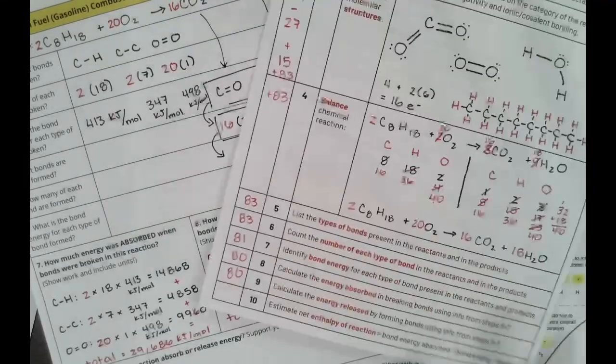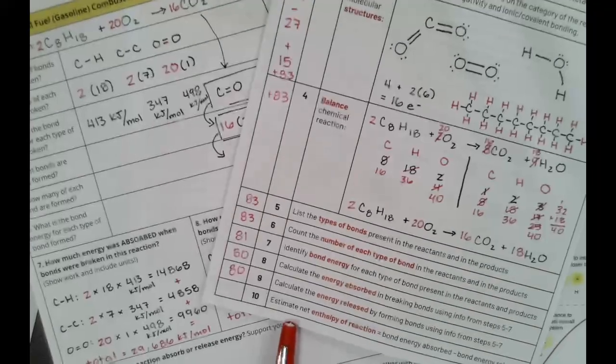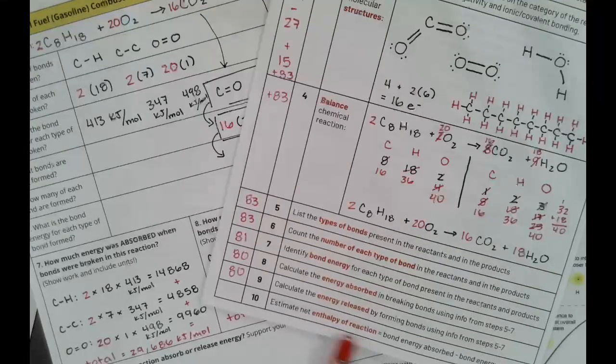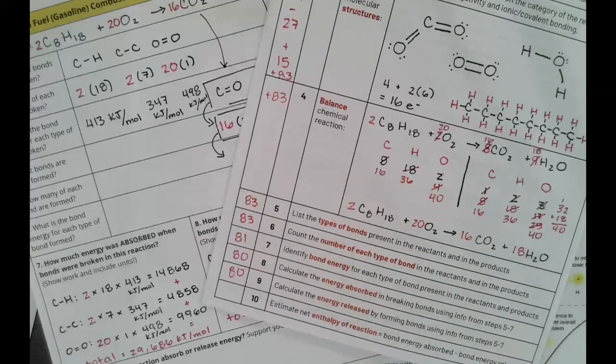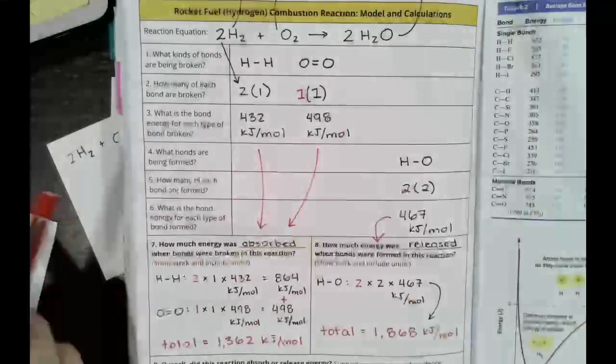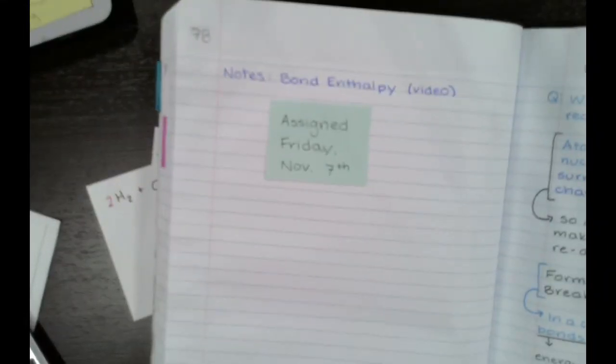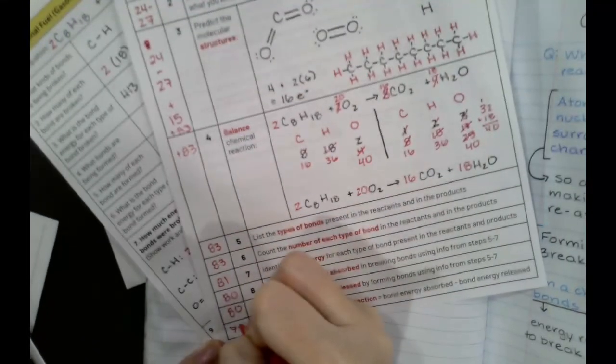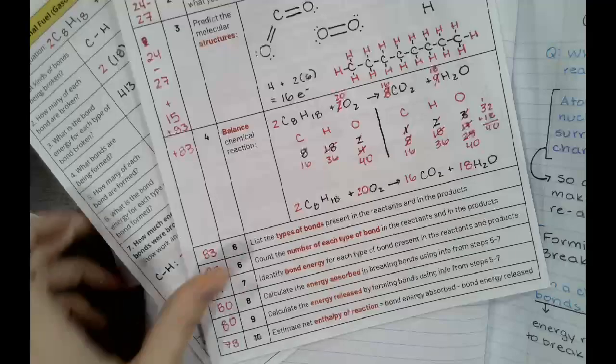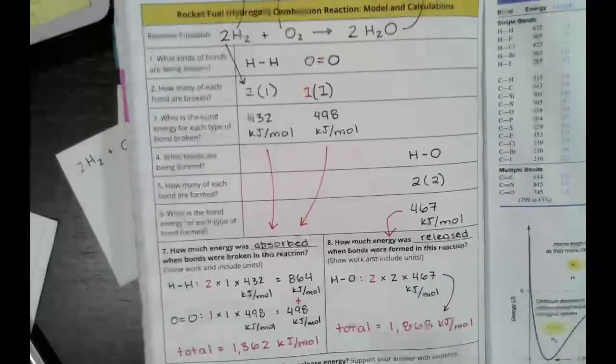Finally, we're going to estimate the net enthalpy of reaction. What is the enthalpy of the reaction? So glad you asked. Good news, you actually have notes about this, bond enthalpy. That is on page 78, and I think that will be helpful. If you have not done that yet, that should be your top priority. So, let's figure this out for our hydrogen example. We're back on page 80.